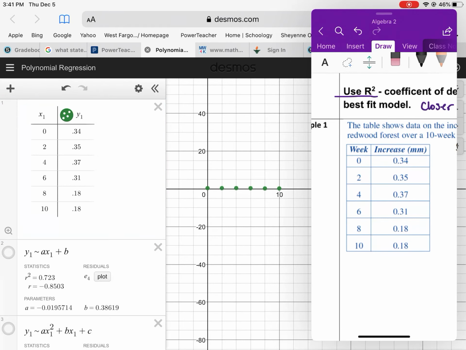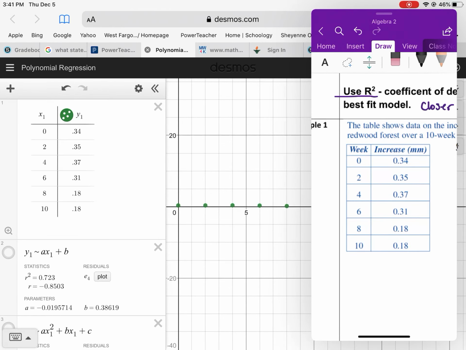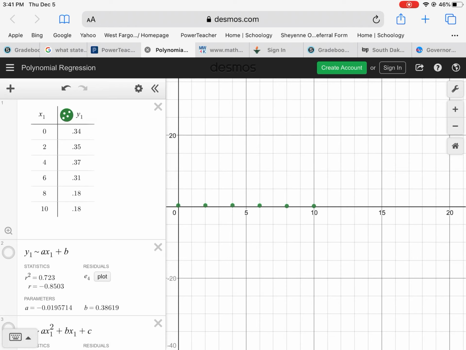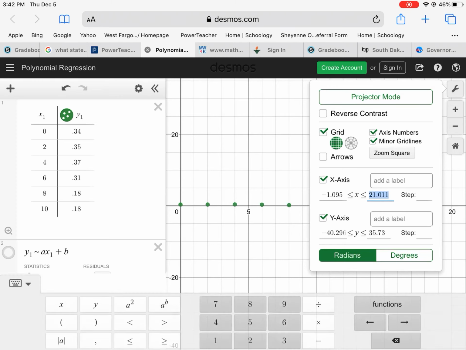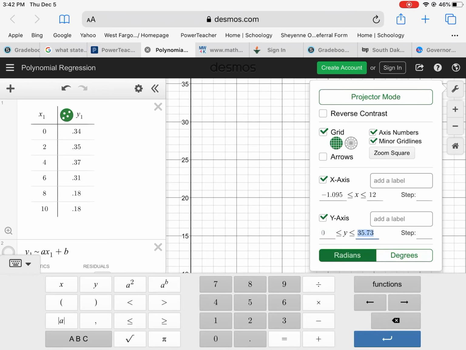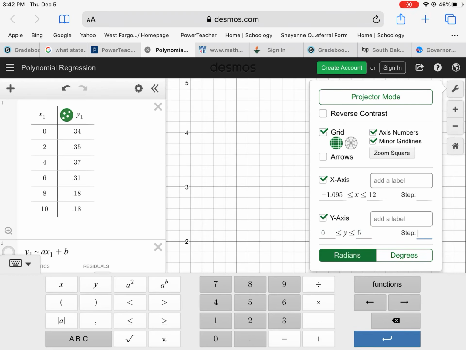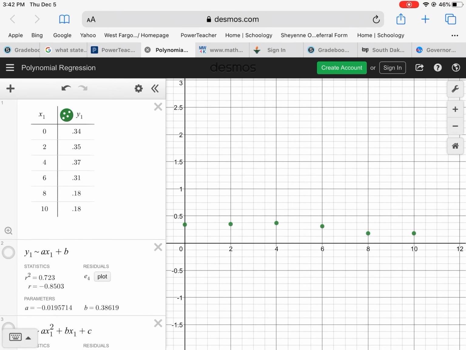Okay, now I'm going to look at my picture here. I'm going to zoom in a little bit. I'm going to hit this little wrench up here. I'm going to change my x value to just go from 0 to like 12. And then I'm going to change my y value, since I'm just looking at numbers that are all less than 1. I'm going to look at just from 0 to 5. And I want them to count by maybe 0.5s. So I really get a better picture of this. So I can kind of see one small curve to start and then one curve down. So it doesn't look like linear.